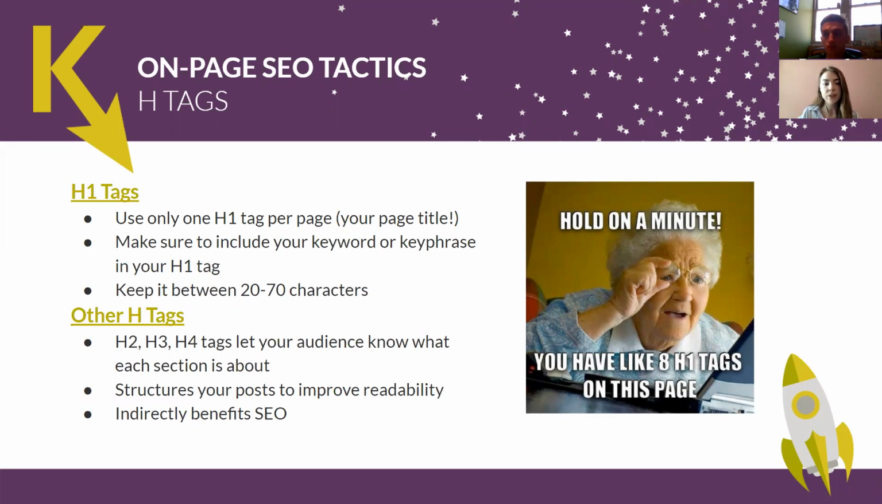Really, your H2, H3, and so on let your readers know what each section's about, and they are also indicators for search engines to see your keyword or key phrase again. And these H2, H3s, they're your header tags, right? So they're section headers that really do encourage you to improve a little bit of the structure of your content, so that way it's easier for your audience to read and digest.